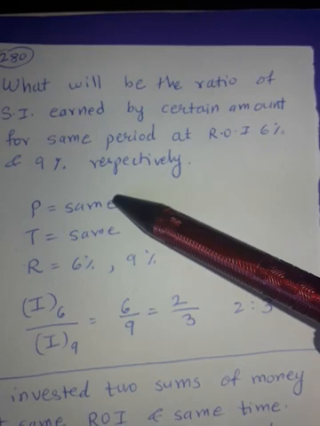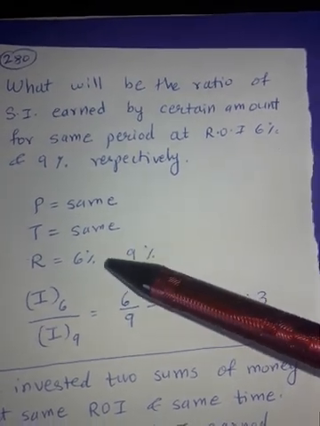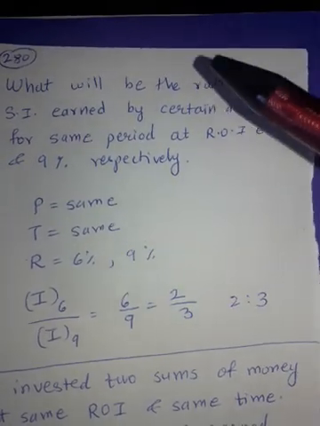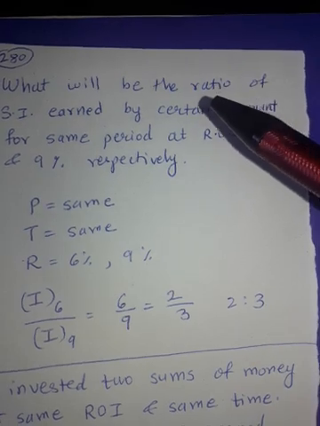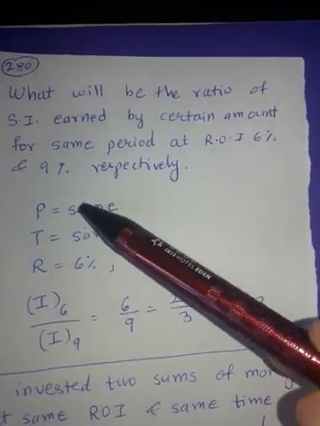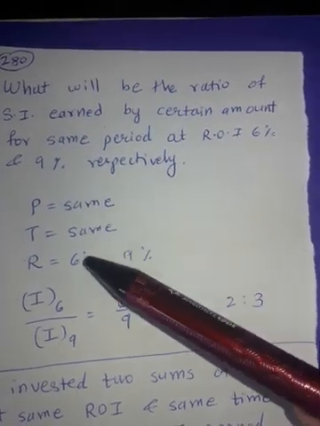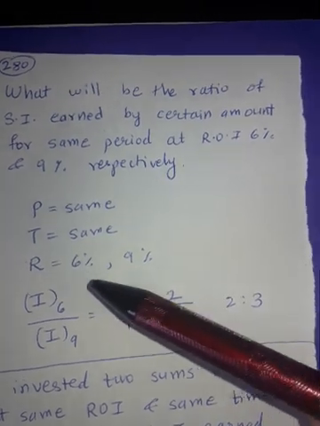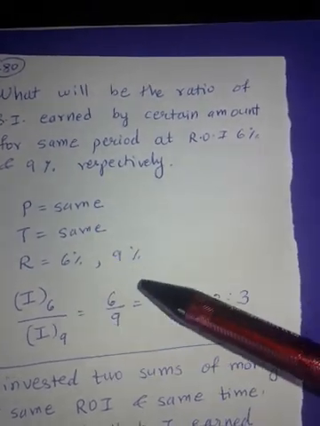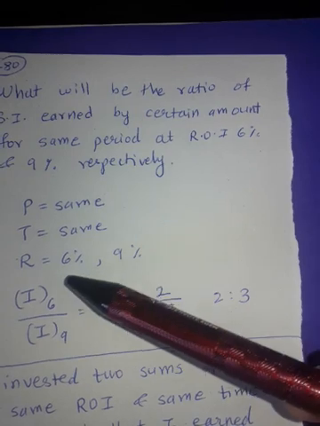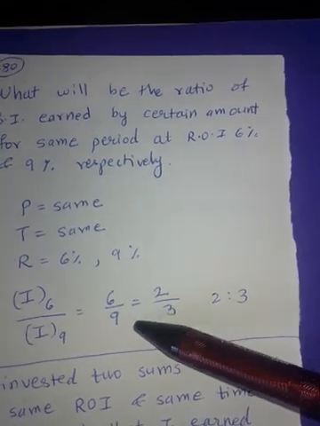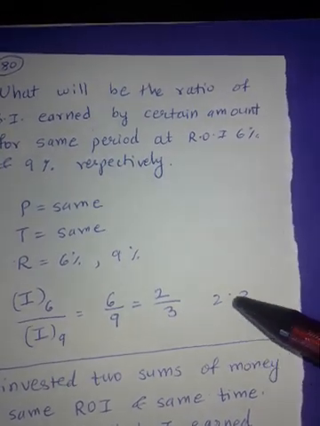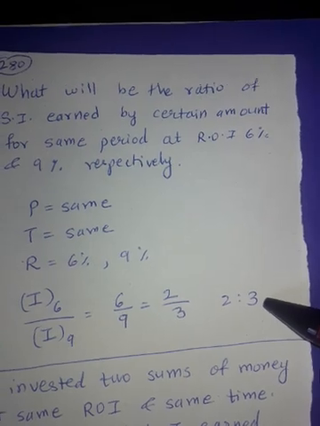Here P is same, T is same, but R is different. Never mind, again same principle we are going to apply. Whenever two quantities P and T are same and only R is different, the ratio of interest is going to be same as ratio of rate. So 6 upon 9, that is 2 upon 3, 2:3.